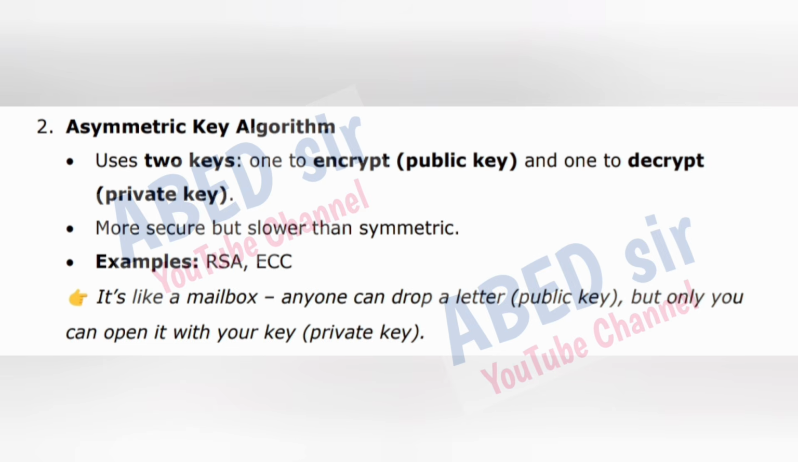2. Asymmetric key algorithm. Uses two keys, one to encrypt, the public key, and one to decrypt, the private key. More secure but slower than symmetric. Examples: RSA, ECC. It's like a mailbox: anyone can drop a letter, public key, but only you can open it with your key, private key.